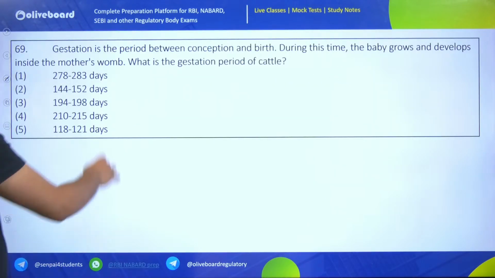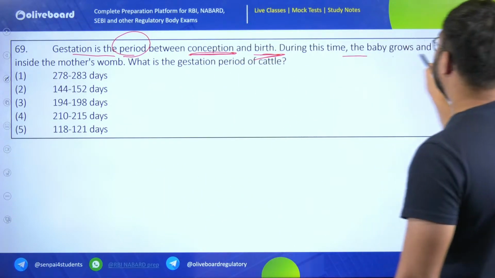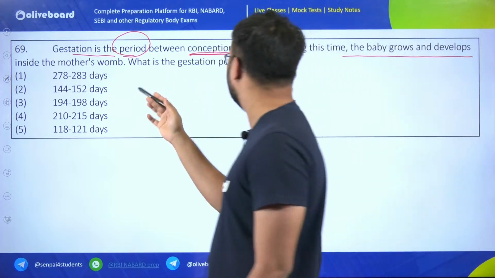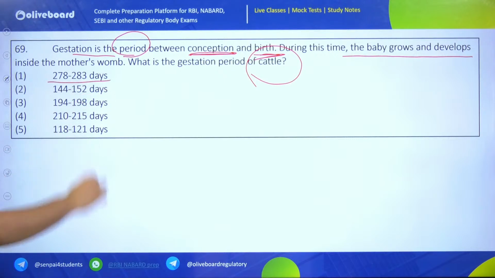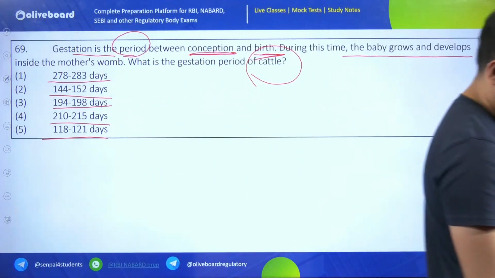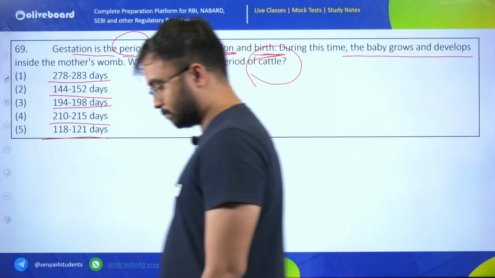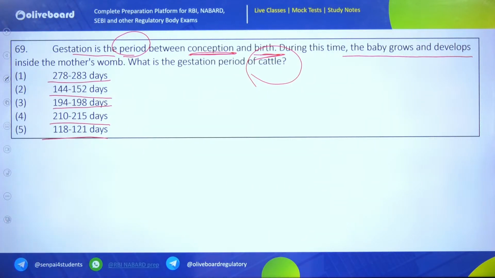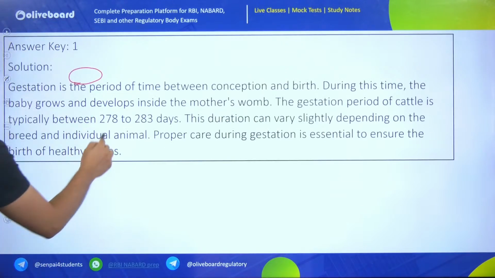Yes, last question. Gestation is the period between conception, that is pregnancy, and birth. During this time, the baby grows and develops inside the mother's womb. What is the gestation period for cattle? Simple question. 278 to 283 days, 144 to 153 days, 194 to 198 days, 210 to 215 days, and 118 to 121 days. So the answer here is 278 to 283 days.